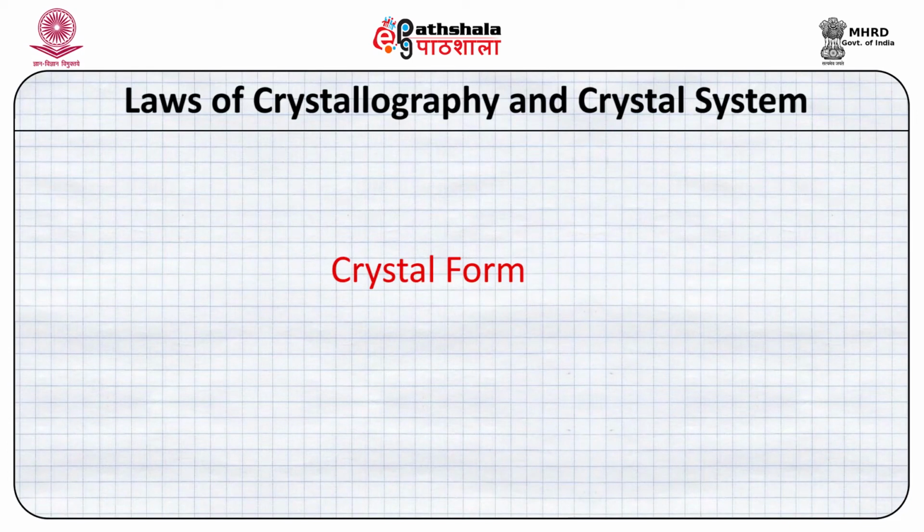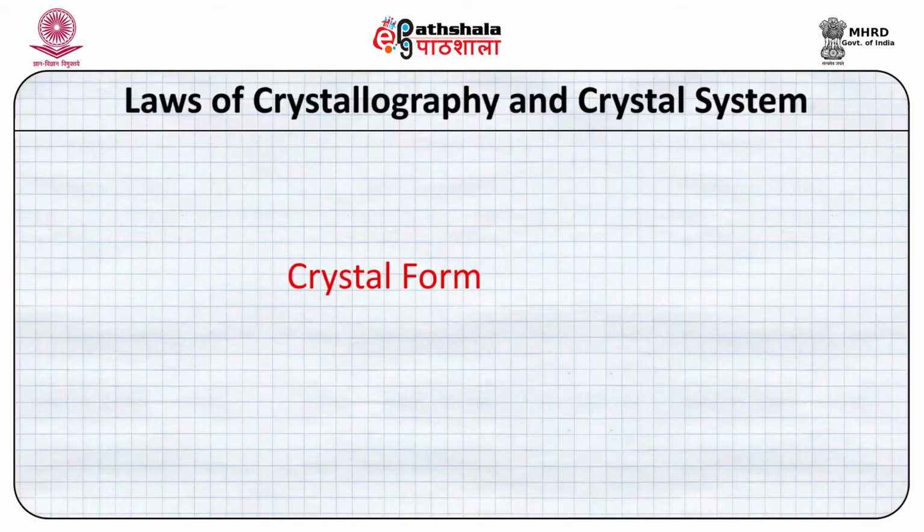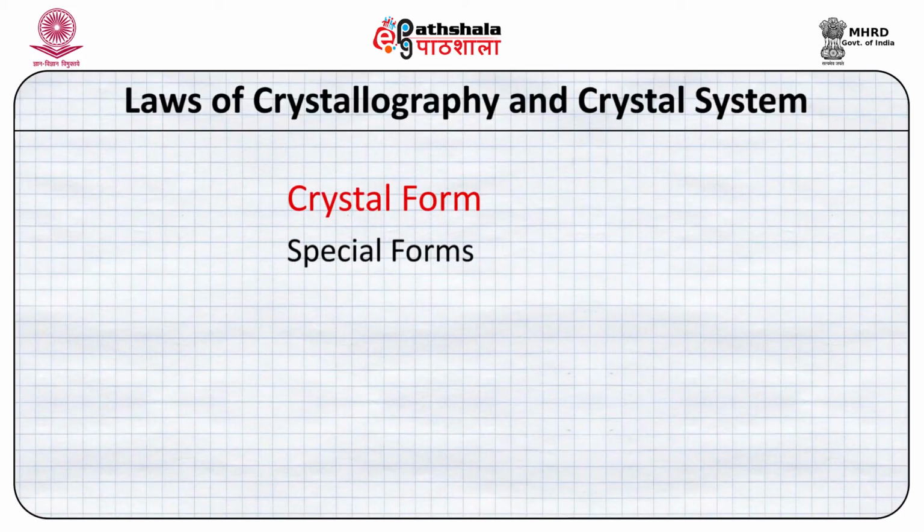Now, we will discuss the crystal form. We had earlier discussed morphology. Morphology is the external shape, but when we speak about the form of a crystal, it is more restricted, because form defines all the similar faces which can be linked together because of their similar symmetry elements. So, forms can be of two types. There are special forms and there are general forms.